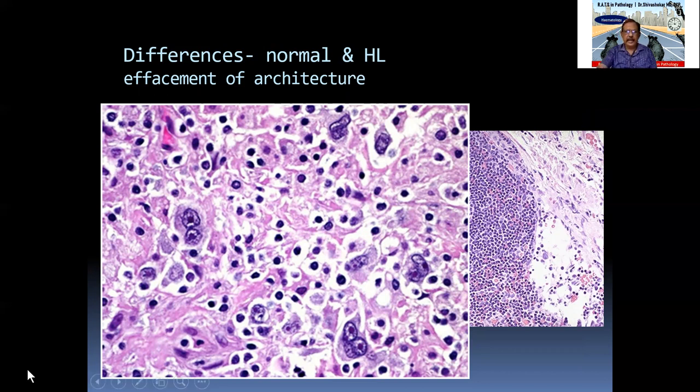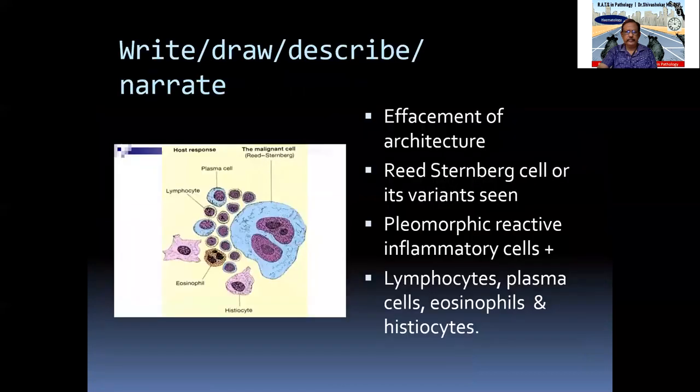Whereas here, I'm just finding sheets of cells. There are a couple of Reed-Sternberg cells. But then the arrangement is just in sheets. There is no particular pattern that could be made out. So architecture is totally lost. You will have to write this in your exam. So I would like you people to answer this.